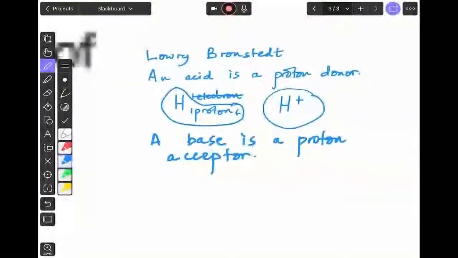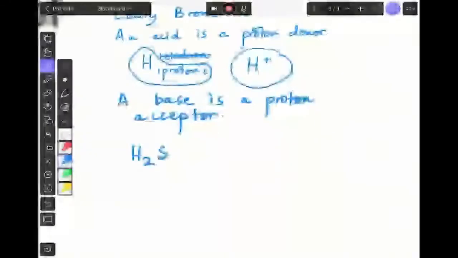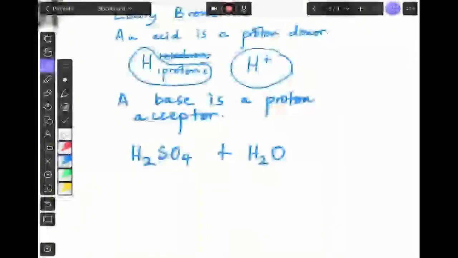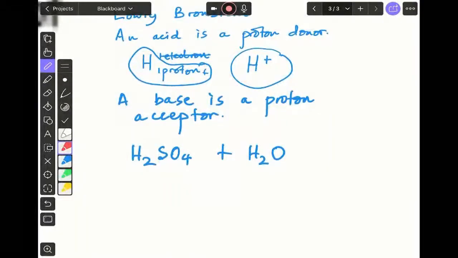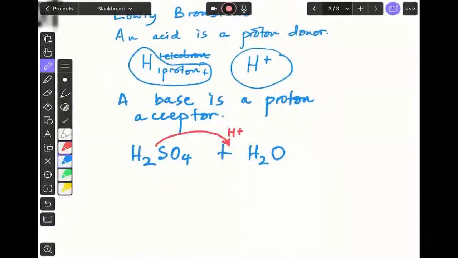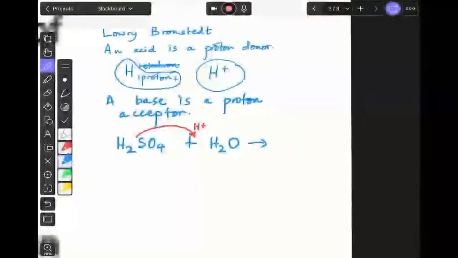So let's have a look. We've got H2SO4 reacting with water, and what actually happens is that the H2SO4 donates an H plus to the water, and we get H3O plus HSO4 minus. So what has happened?